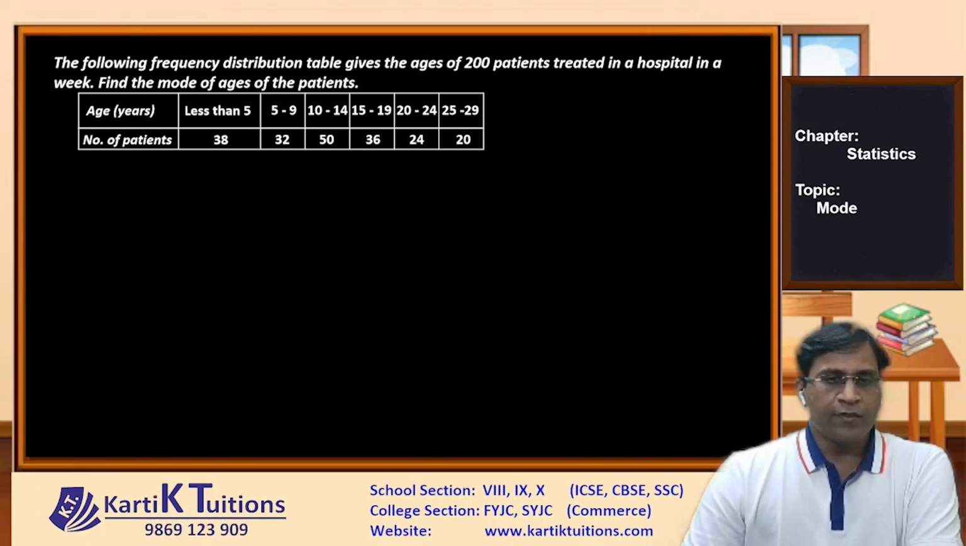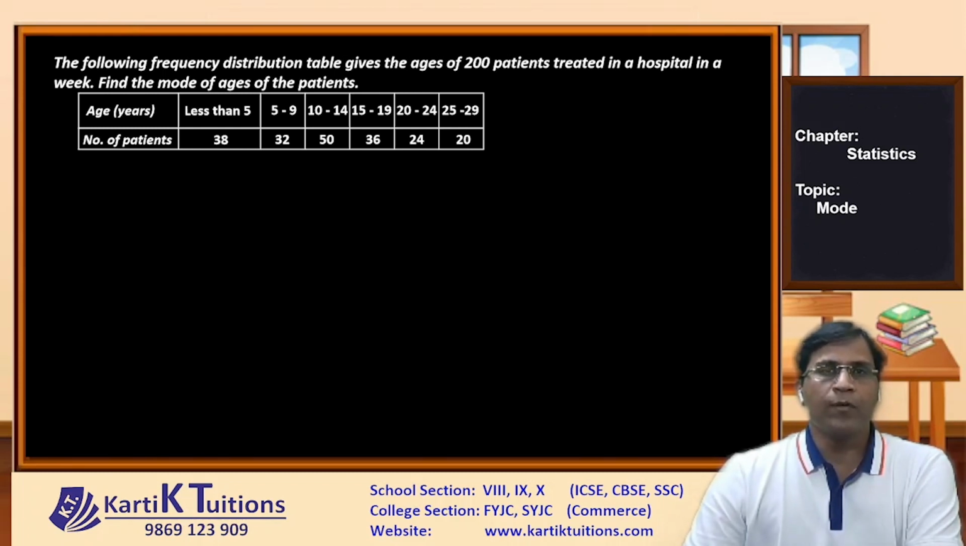The following frequency distribution table gives the ages of 200 patients treated in a hospital in a week. Find the mode of ages of the patients. Now, if you observe, the classes are discontinuous. Sir, how do you know? Observe the classes 5 to 9, 10 to 14, 15 to 19. If you observe, the upper limit of the class is not the lower limit of the next class. Hence, the classes are discontinuous.